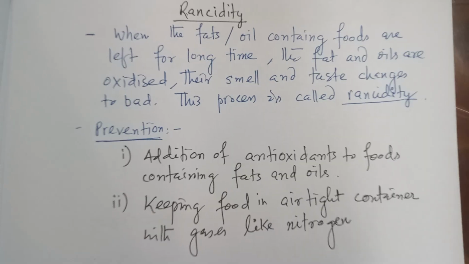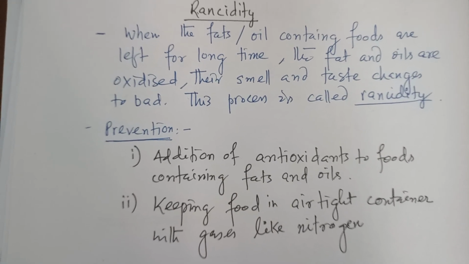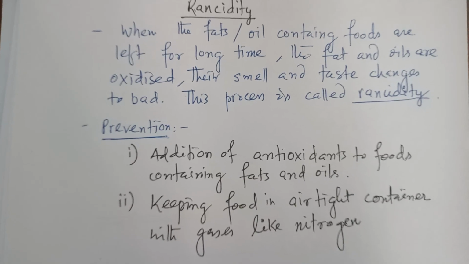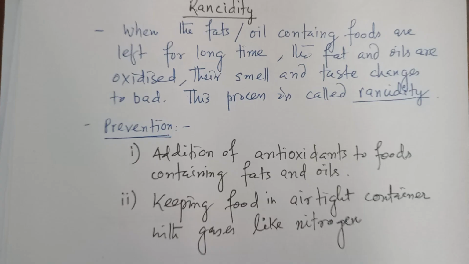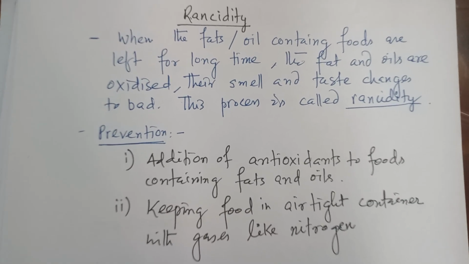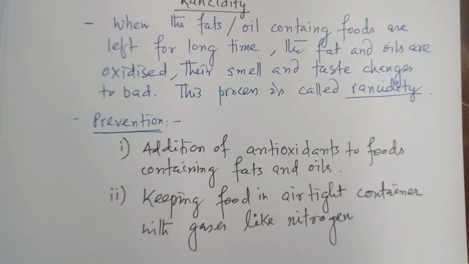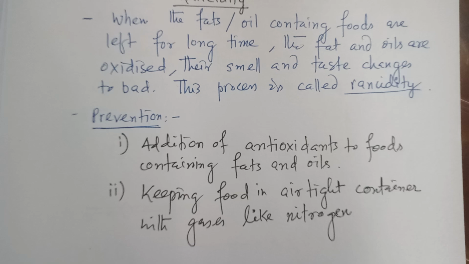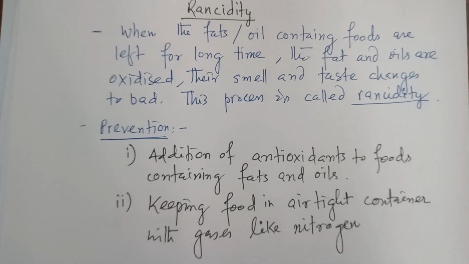To prevent rancidity, we can do the following things. We can add antioxidants to foods containing fats and oils to prevent them from oxidation. Also, we can keep the food in an airtight container with gases like nitrogen, which slows down or prevents the oxidation process.